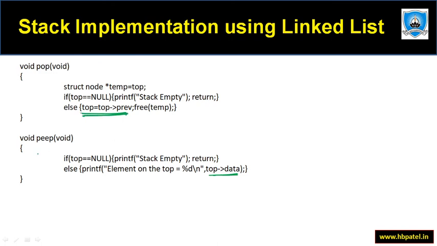Why? Because in case of peep we are not removing, whereas in case of pop we are removing. Removing means you are going to set the top to the previous value, and at the same time you are going to remove the memory also. Over here you are not going to use free, and you are not going to use top equal to top arrow previous. Simply you are going to print the value. That's it, and this is done.